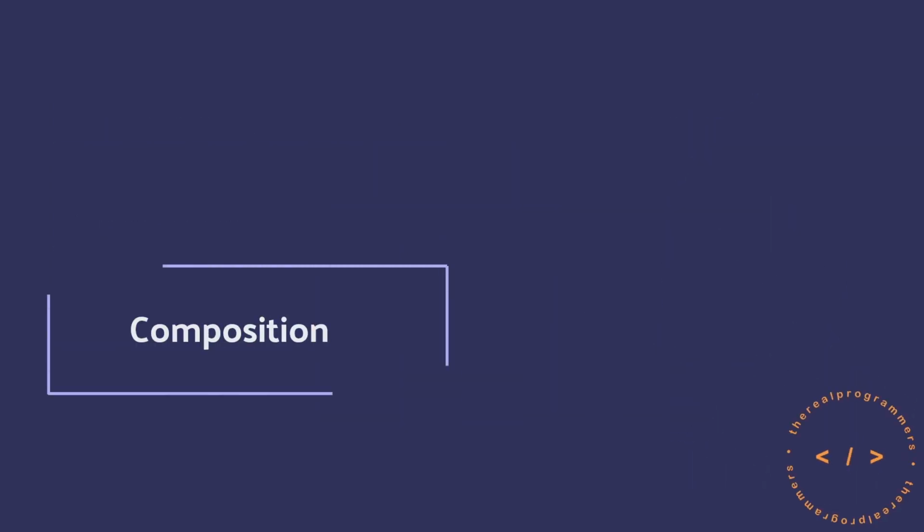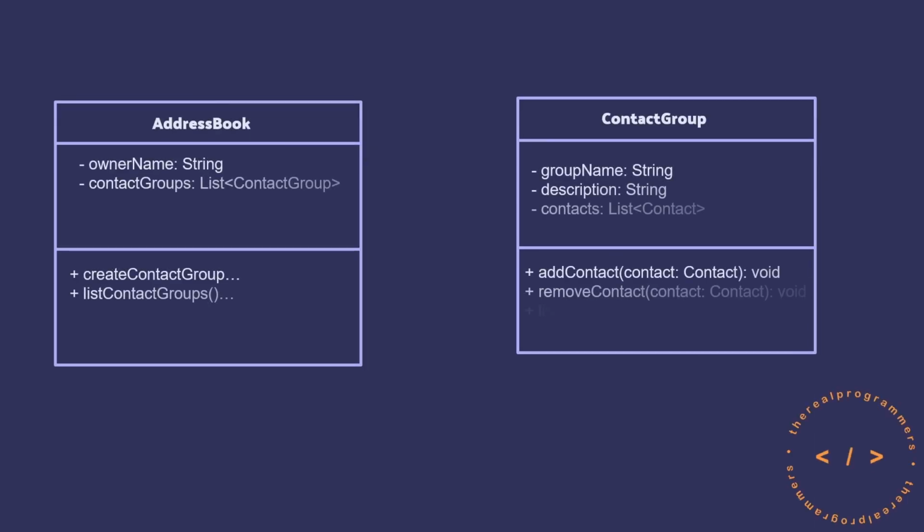The next UML relationship on the list is composition. Composition also represents a has-a relationship similar to aggregation, where one class contains another class, but the only difference is that the contained class cannot exist independently, and this is represented by a filled diamond arrowhead pointing towards the class which contains the other class. For example, an address book can have multiple contact groups, but a contact group cannot exist without an address book.